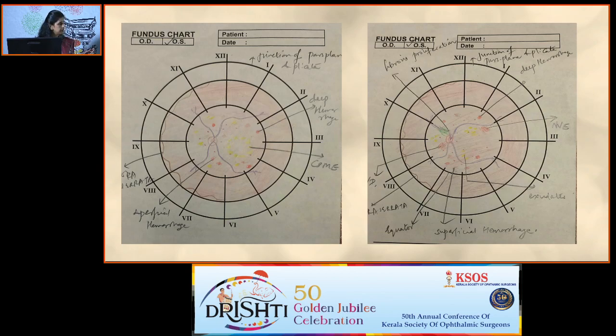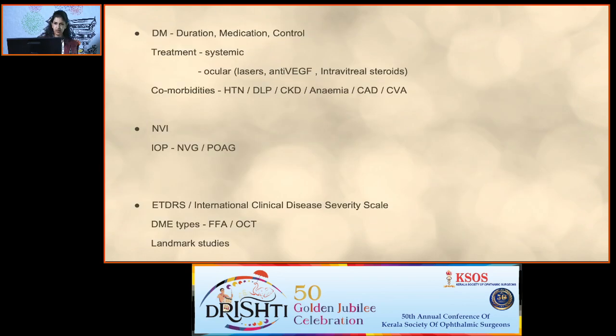So the color coding is important here, and in this again you may be asked about how the duration and the medications control of diabetes helps or worsens the disease. The treatment, if the patient has had any systemic treatment or any other ocular treatment like lasers, anti-VEGF, intravitreal steroids and other comorbidities which can worsen the diabetic retinopathy.